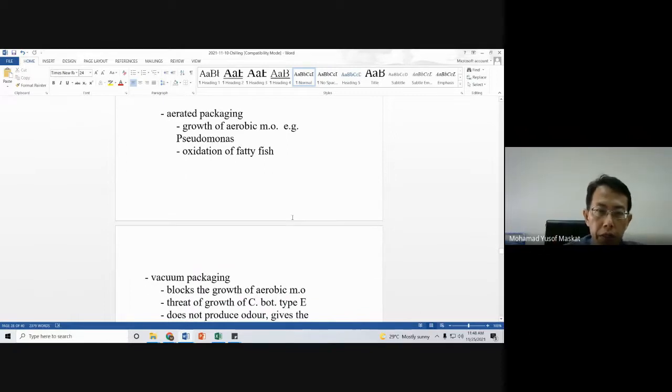Aerated packaging, normal packaging. Basically it allows the growth of aerobic microorganisms because it contains oxygen, and also the oxidation of fatty fish. Although fishes are also considered, like poultry, a low-fat protein, certain fishes contain a higher amount of fat.